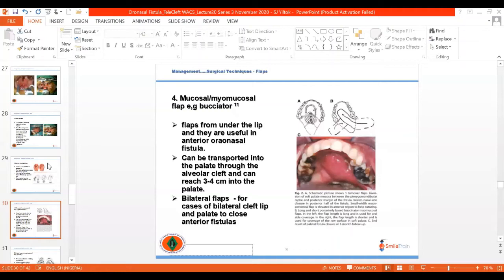Continue, Prof. Okay. I stopped at number 4, the fourth example of surgical technique, the use of a flap. The myomucosal flap usually raises a mucosal flap or incorporates even muscle so that one will be able to achieve closure. I said the fourth and the fifth are related.